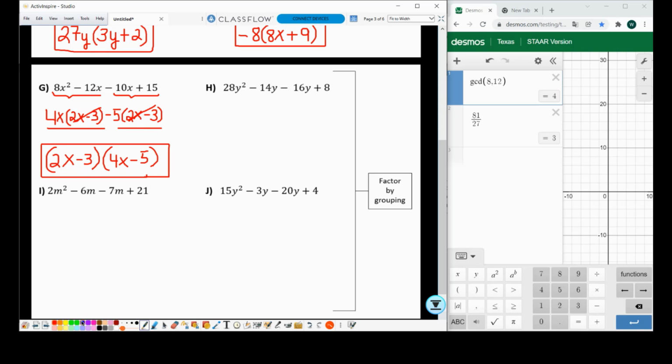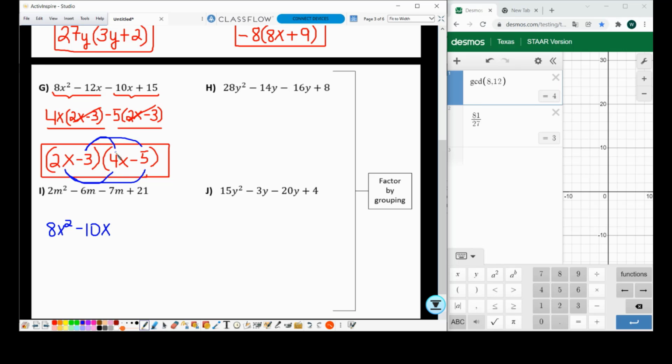I'm going to do this just to demonstrate, so please don't write this down. But if I was to multiply this back, I will get the original problem. So let me just demonstrate. I'm going to erase this in a few minutes, okay? Just watch, don't write this down. So 2x times 4x is 8x squared. 2x times negative 5 is negative 10x.